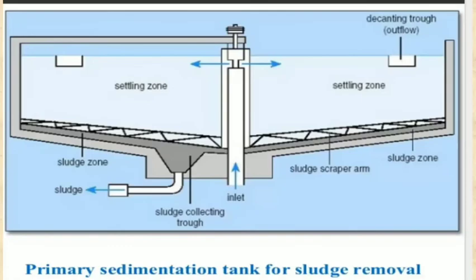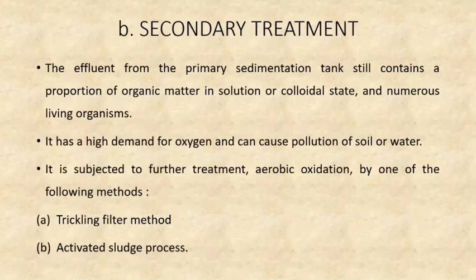So this is the primary sedimentation tank. Then after primary treatment, there is a secondary treatment. The effluent which comes from the primary sedimentation tank goes through a secondary treatment. There are two types of methods. One is the trickling filter method, which is an old method, and the new or modern method is the activated sludge process.